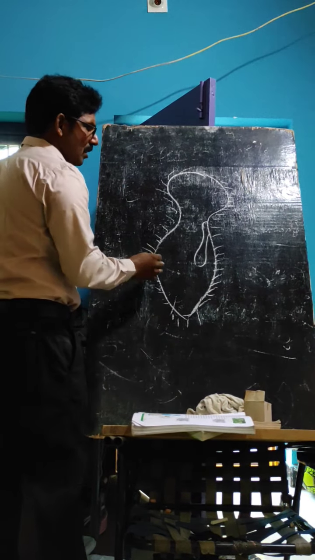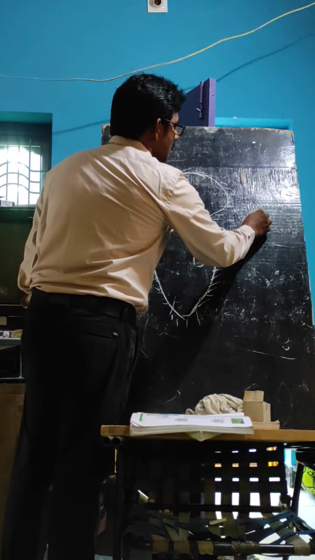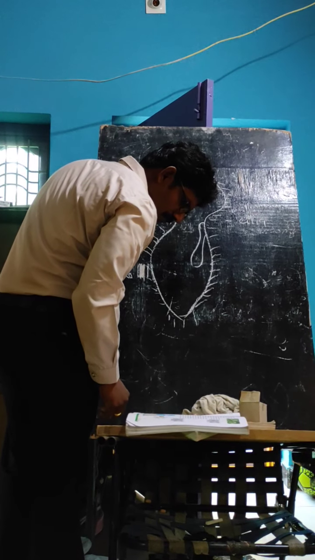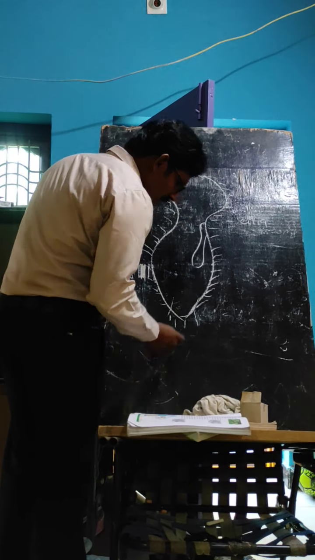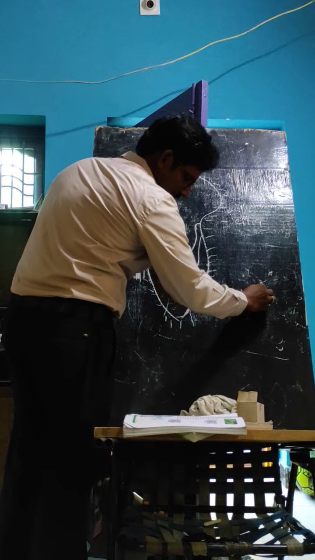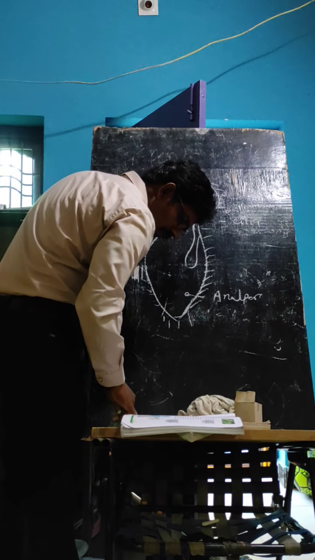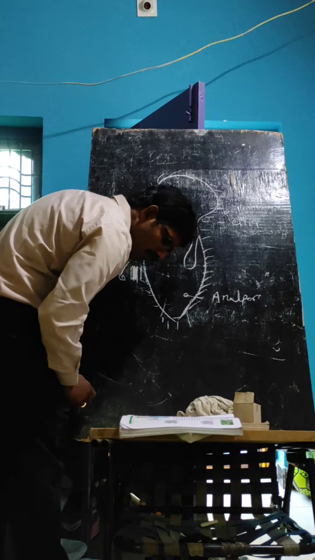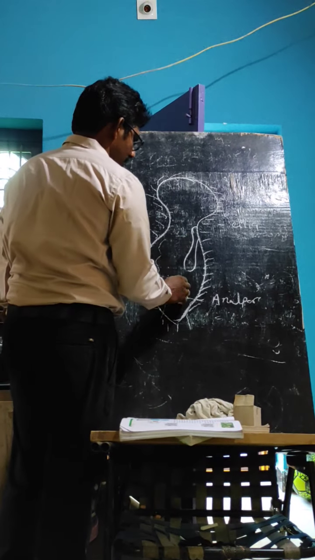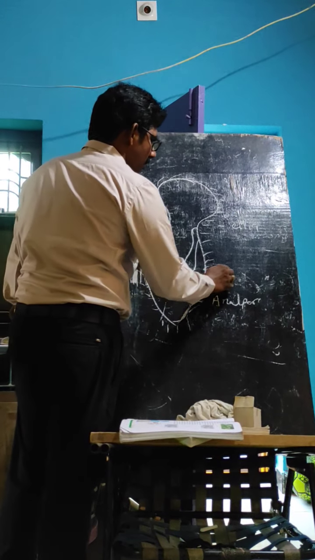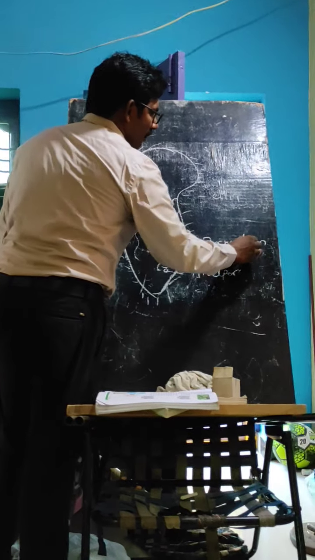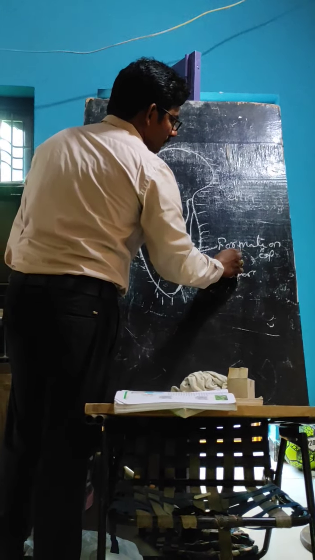These are called cilia. Okay, now this is called the anal pore. Formation of food vacuole.